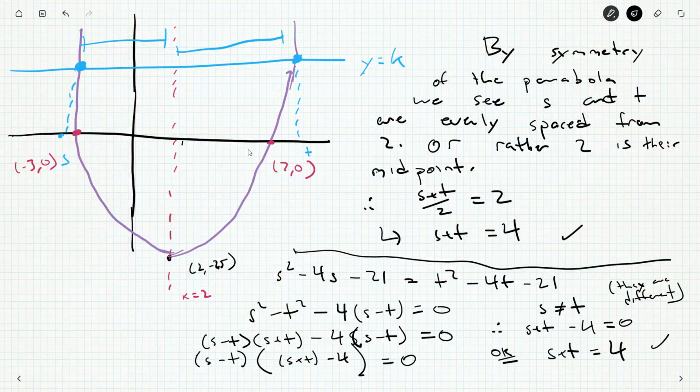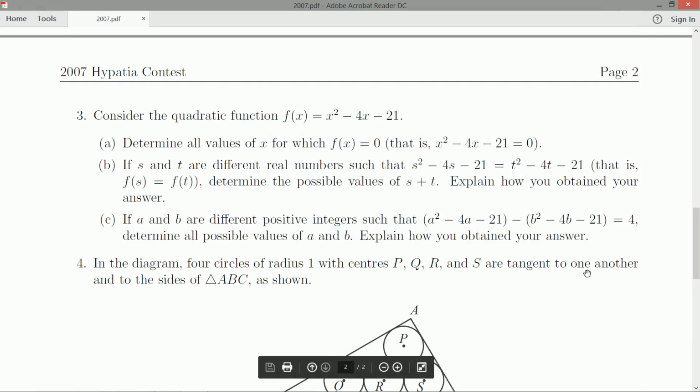Okay, we did it two different ways. This one is very algebraic, and we don't get a nice picture-y sense. This one has a nice picture and is very elegant looking. But you could say the symmetry of the parabola is not used very rigorously here. Either way, s plus t is 4, and that's the only way it's going to work.